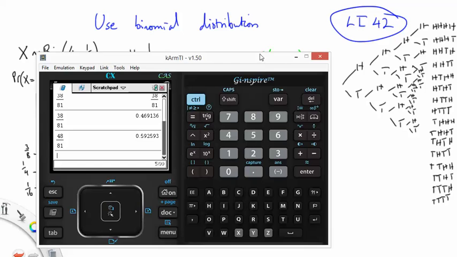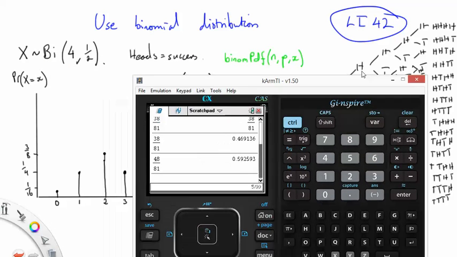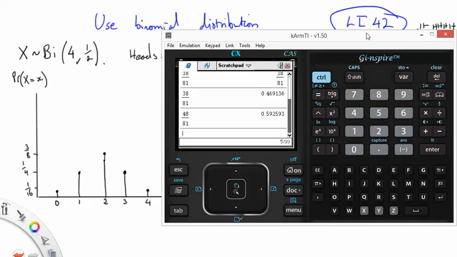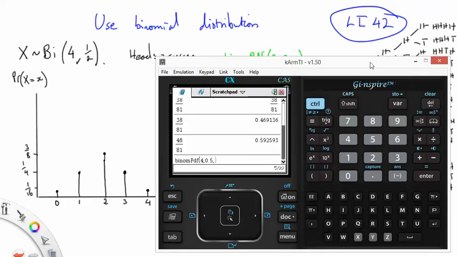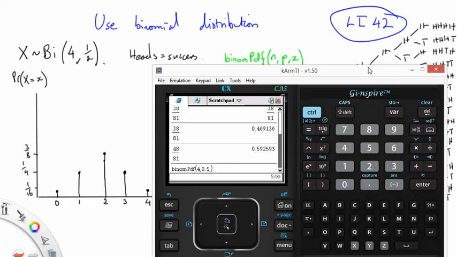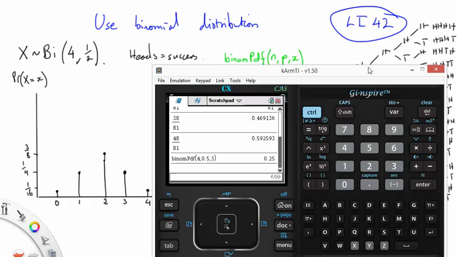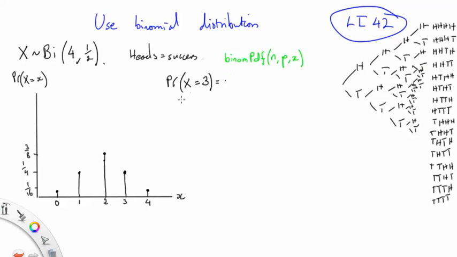Let's get out our CAS. Let's see if that's true. Binomial PDF. You can go to the menu and find it, but I'll type it this time. Binomial PDF. So we've got 4 trials. Probability of success is a half, and we want to know the probability of getting exactly 3 heads. 0.25, 1/4. That's nice. That saved us a lot of grief. Look at all this work. Your CAS can do it with this.